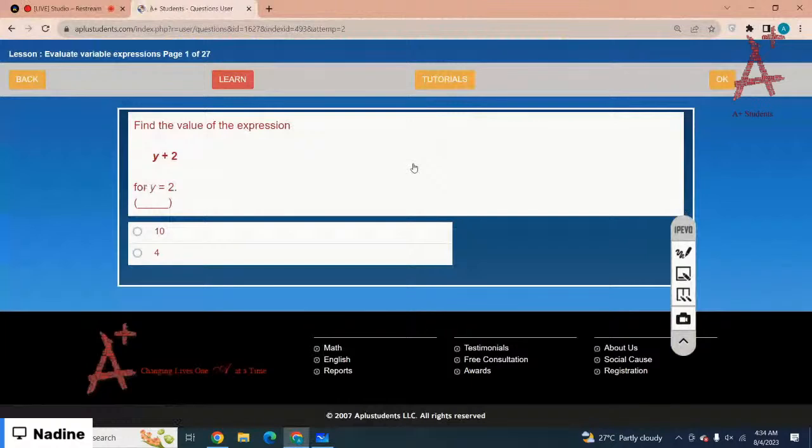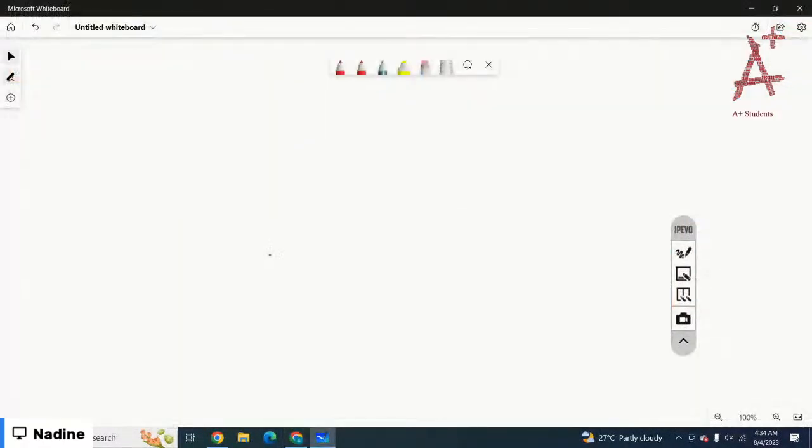Okay, the first one is find the value of the expression y plus 2 for y equals 2. So which is the correct option? Just replace the y with the value, right? It would be 2 plus 2 and that equals 4. So that means the correct option is, very good. That would be 4.